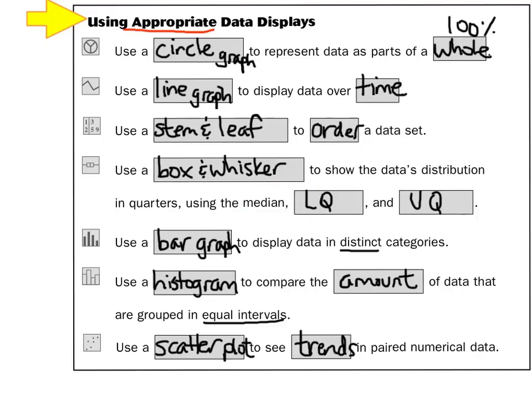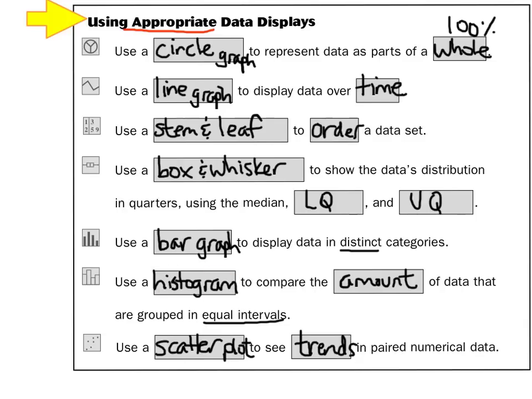And you can also see the median of the lower half, the lower quartile, and the median of the upper half, the upper quartile. All right, and then bar graphs are really good to use to display distinct data items, like different types of pies people like, or different eye colors or whatever. Bar graphs are great for distinct categories.